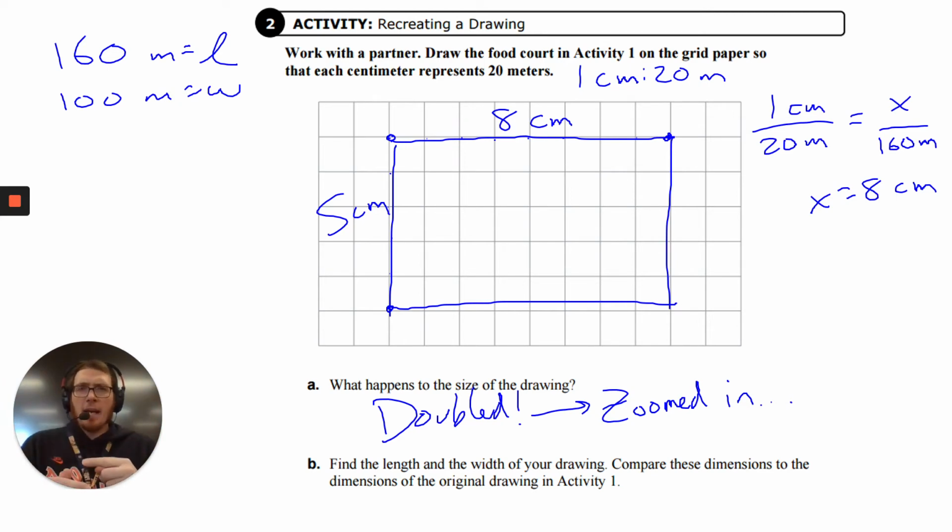This idea seems backwards because really what's happened here, and you could do the same thing for the width, is instead of being a 1 to 40, you're 1 to 20 and you've zoomed in. Think about it like on a tablet or something when you zoom out and zoom in. Zooming in actually makes the object larger in your picture. And so because you've zoomed in, you've doubled all the lengths and widths because the scale has been cut by a factor of 2.